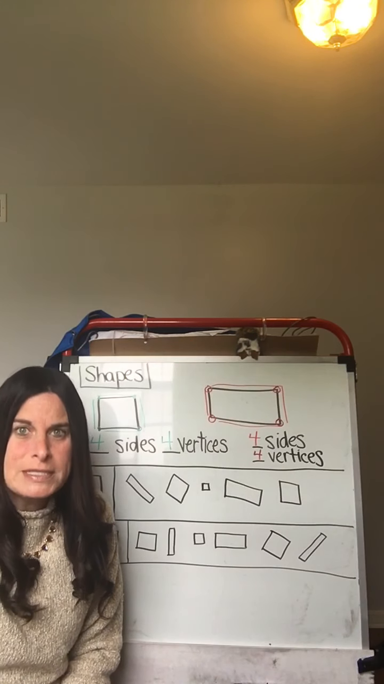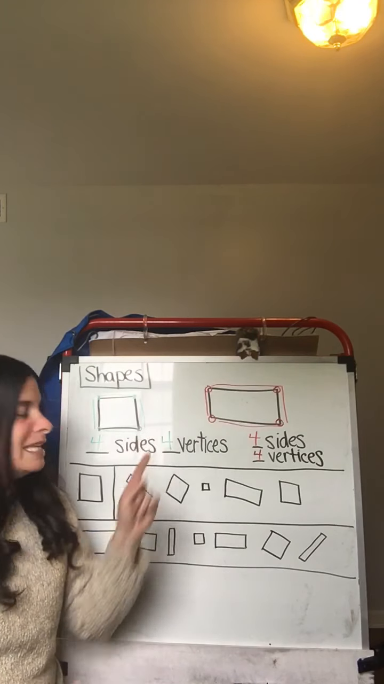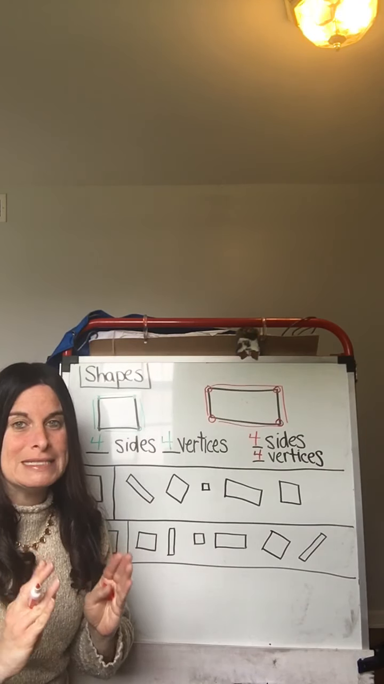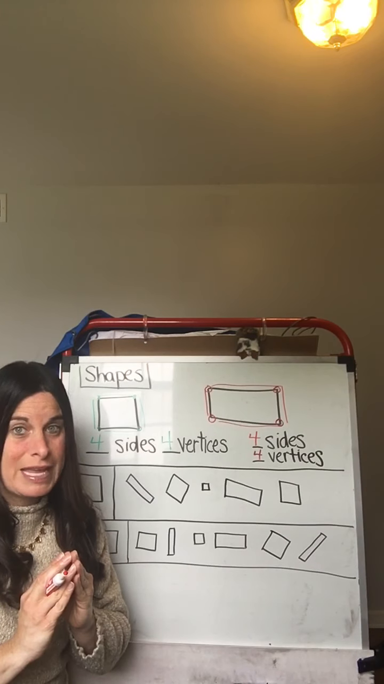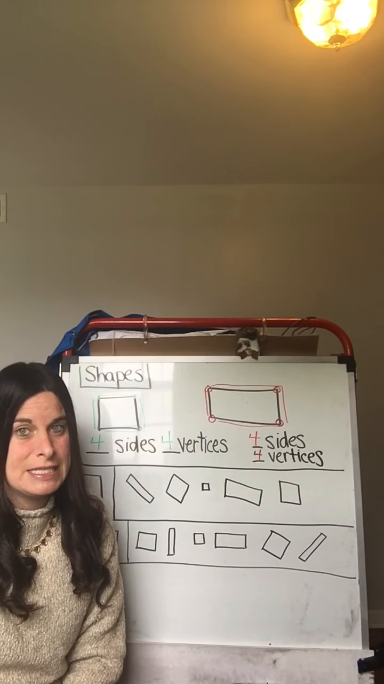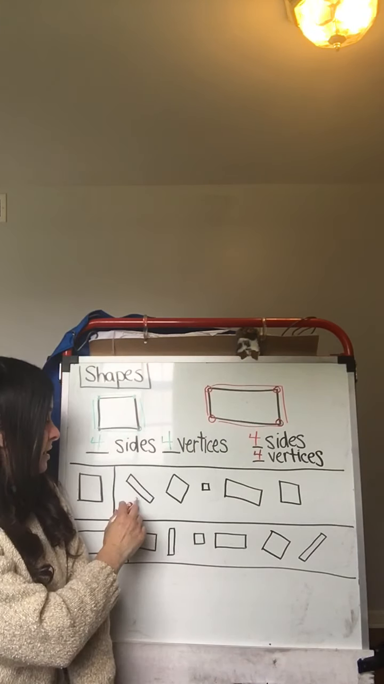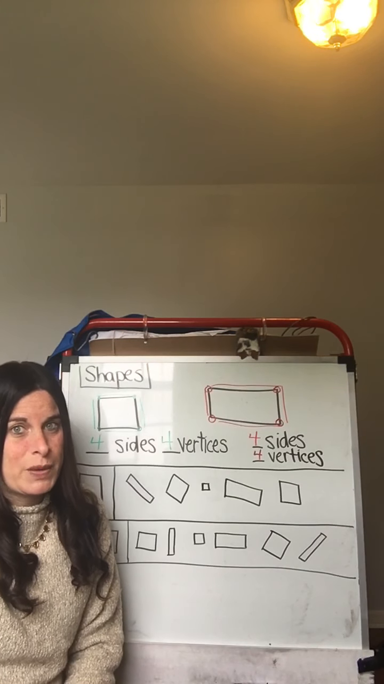Remember the difference between rectangles and squares. They both have 4 sides, but the square, all the sides are equal in length. That means they are the same length. The rectangle, right, has 2 short sides and 2 long sides. So that's the difference, okay? So this is a rectangle, so I am not gonna circle that one. Remember, I'm looking for squares.